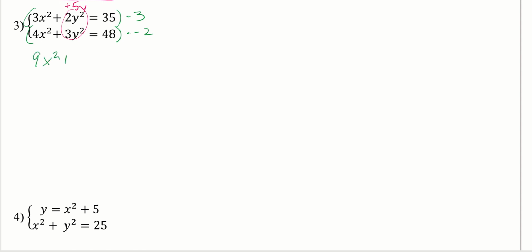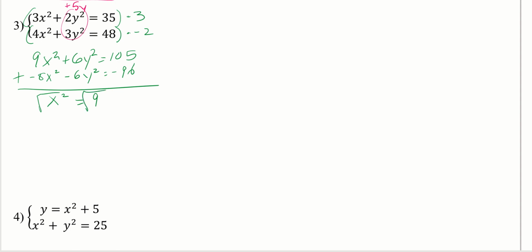Right, so 9x squared plus 6y squared is equal to 105. Now, times the -2, so -8x squared minus 6y squared is equal to, what's that, -96. So I add them together, I end up with x squared is equal to, here, 9. Believe it or not, that's it, right? I'm not totally done, but it's nice. I don't need to like factor or anything. So even though this problem started a little crazy, it ended really nice.